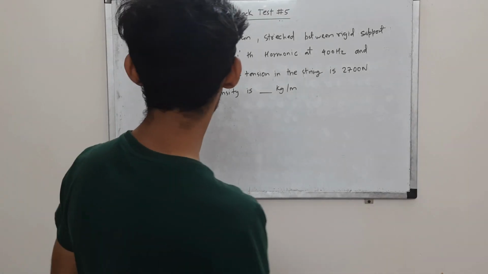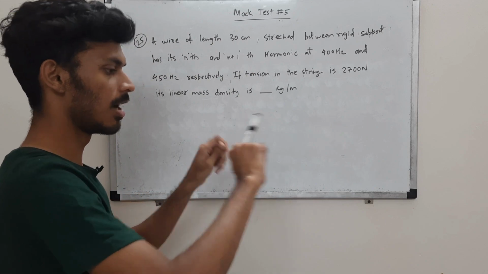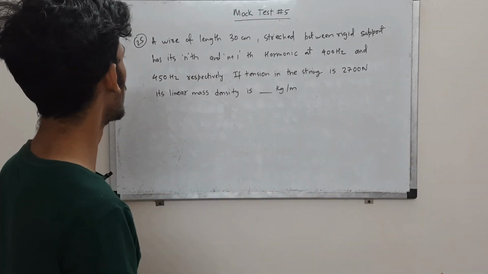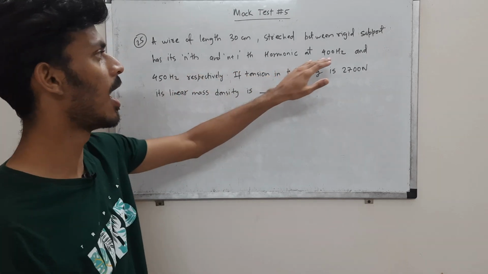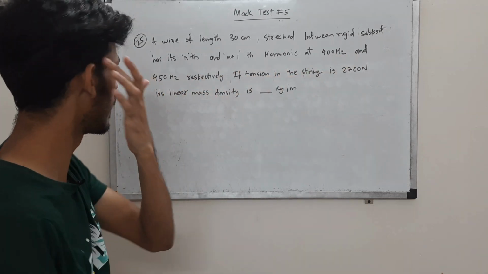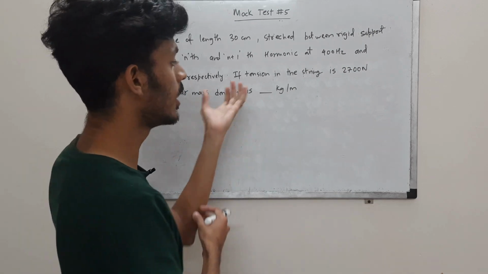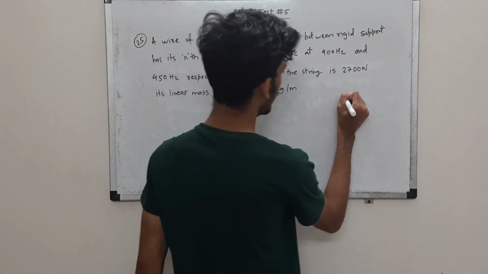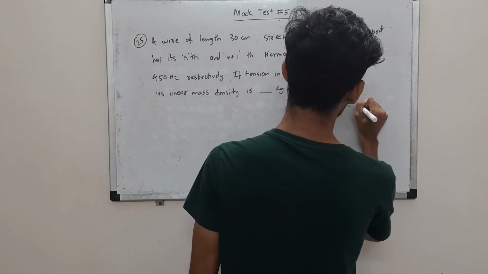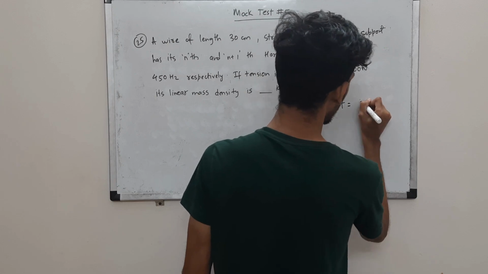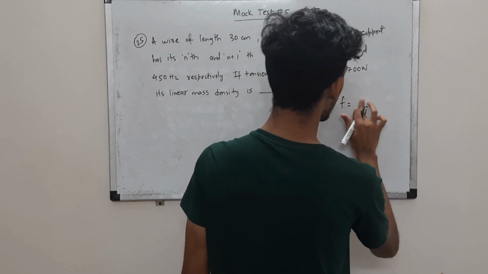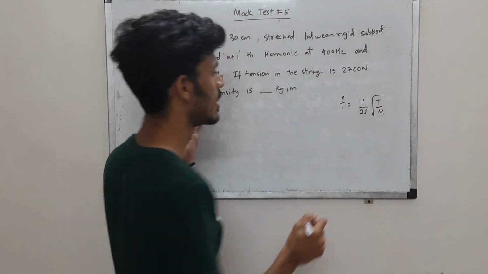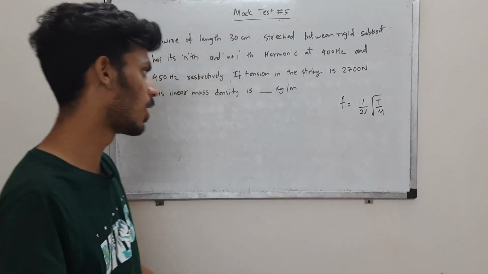In question 25, we have a wire of length 30 centimeters, which is stretched between rigid supports. So there is tension applied. The nth and the (n+1)th harmonics are at 400 and 450 respectively. The tension in the string is also given. You are supposed to find the linear mass density. Only one formula will come to your mind: the fundamental frequency is v by 2L. v in the case of your string is under root T by mu, right? So linear mass density is this mu. Mu is what we are supposed to find.